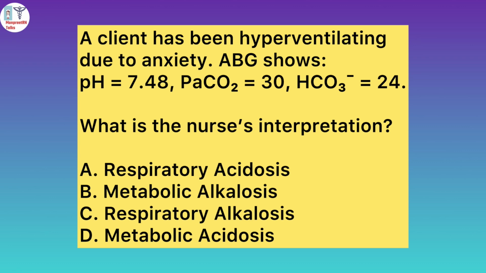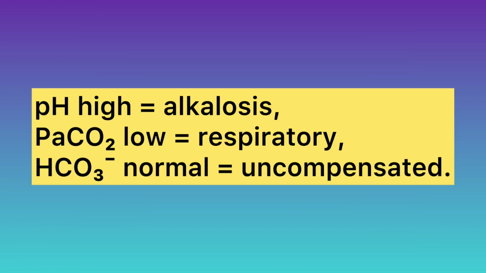Next question: a client who has been hyperventilating due to anxiety, and ABG shows pH 7.48, PaCO₂ 30, bicarb is 24. What is the nurse's interpretation? Let's solve. pH is high, so 7.48 means alkalosis. PaCO₂ is low, so it means respiratory cause. And bicarb is 24, it is normal, so there is no compensation, so uncompensated. So the correct answer is uncompensated respiratory alkalosis.